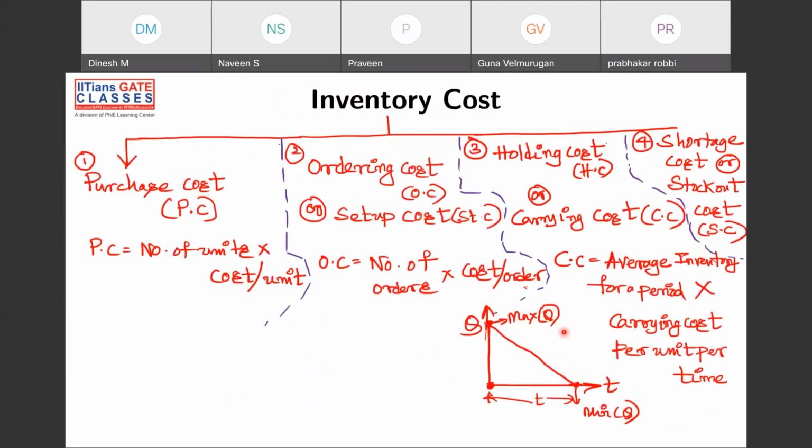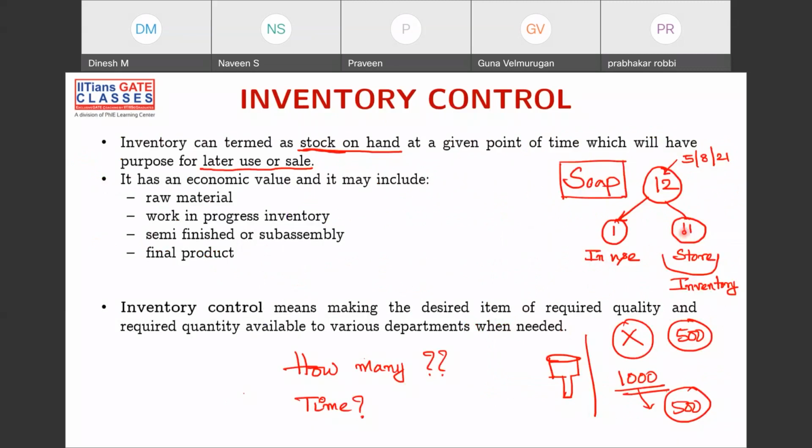Fine. So in inventory, the important things are costs, because you can neither buy more nor buy less. There is an optimum quantity. Why? What is that optimum? What you're optimizing there is the cost. Optimizing means minimizing the cost or maximizing the profit, right?